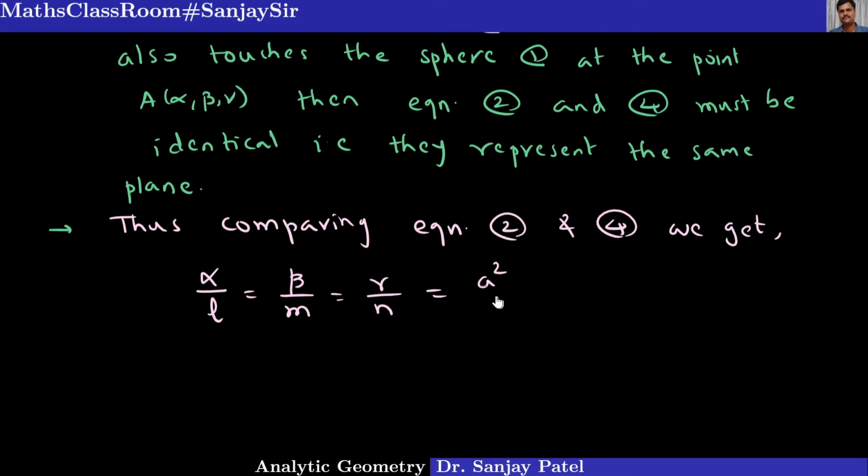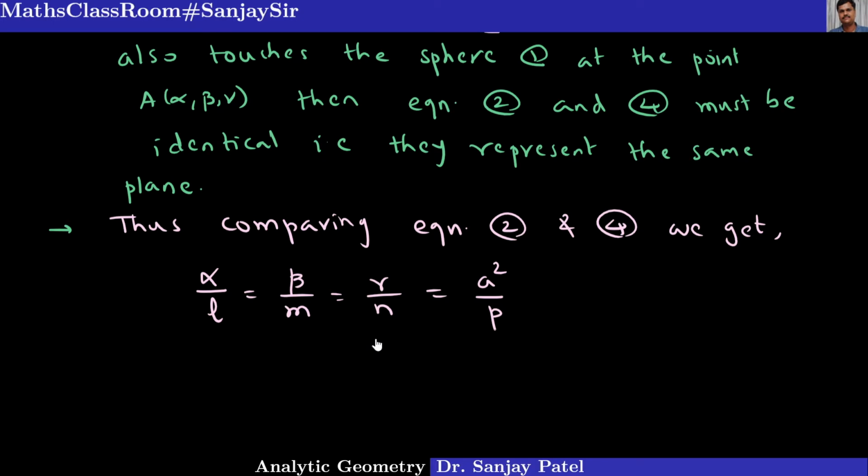hand side in equation 2 is a square, and here the right hand side in equation 4 is p. So we must have these ratios equal. So corresponding coefficients as well as constant terms must be satisfying this condition. They are in the same ratio. Okay, only then this is possible.